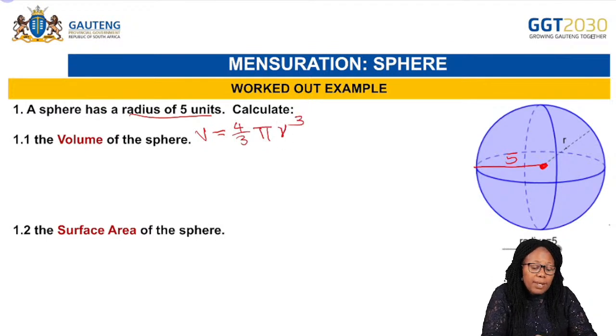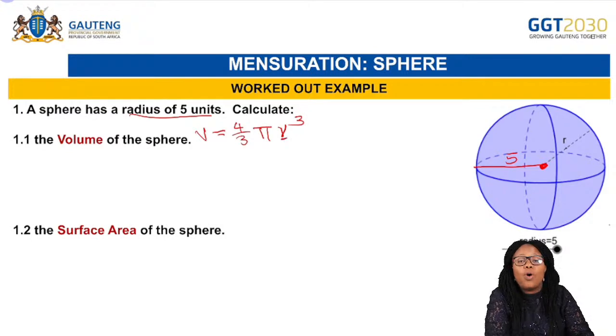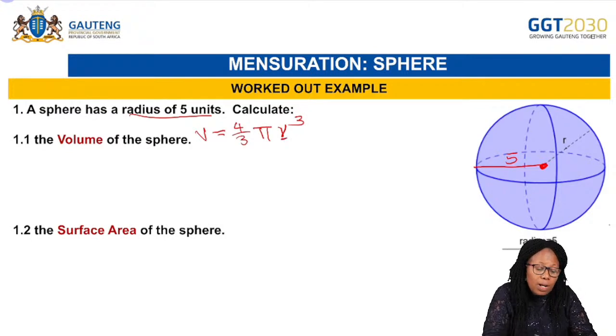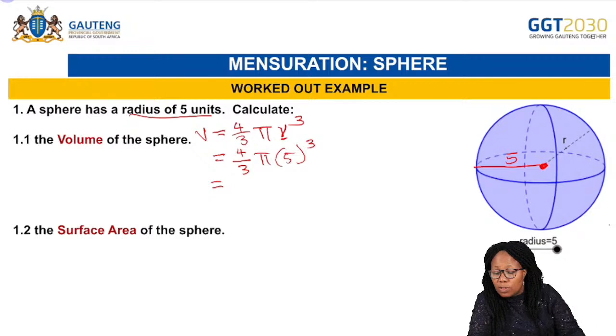Okay. And then now, as you can see, it needs only the radius to be able to calculate that. And then now we do have a radius, yes, which is equal to 5. That is 4/3 pi, and the radius of 5. Remember the cube now because this dimension is cubed.